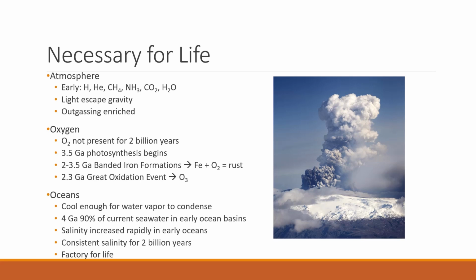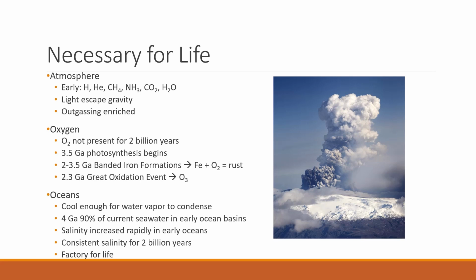Another component that's necessary for life are oceans. So oceans develop when the planet cools enough for water vapor to start to condense down to liquid water. Because remember, that early atmosphere did have H2O, it had water vapor. So once the planet cooled enough that that water vapor could condense out of the atmosphere, we started having water collecting. By about 4 billion years ago, 90% of the current seawater was in early ocean basins. So the oceans developed very early in the planet's history.